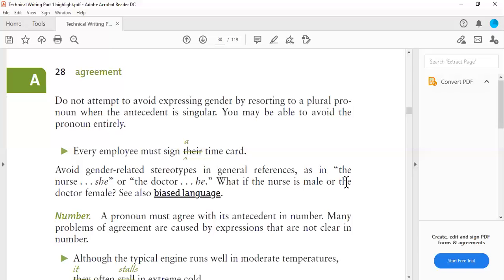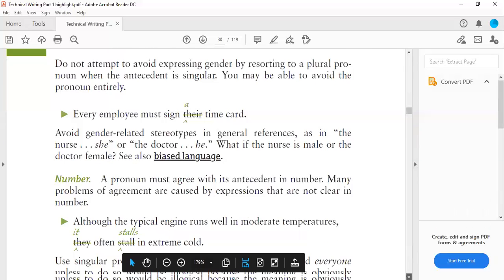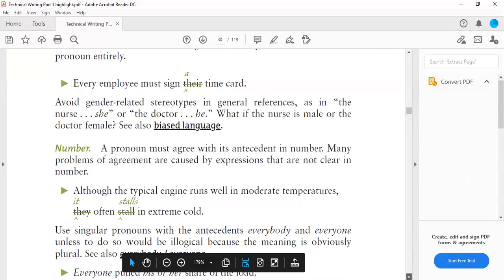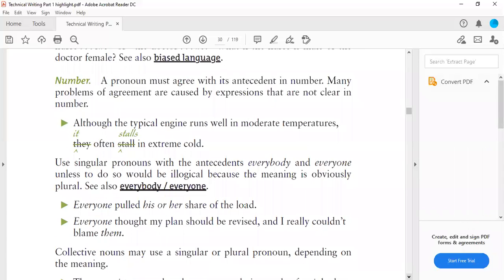Number. A pronoun must agree with its antecedent in number. Many problems of agreement are caused by expressions that are not clear in number. Although the typical engine runs well in moderate temperature, it often stalls in extreme cold. Why do we use "it" here? Because we talk about the subject, which is the typical engine, and the typical engine is singular, so it has to be "it". "They often stall" is wrong, so we change it to "it often stalls".